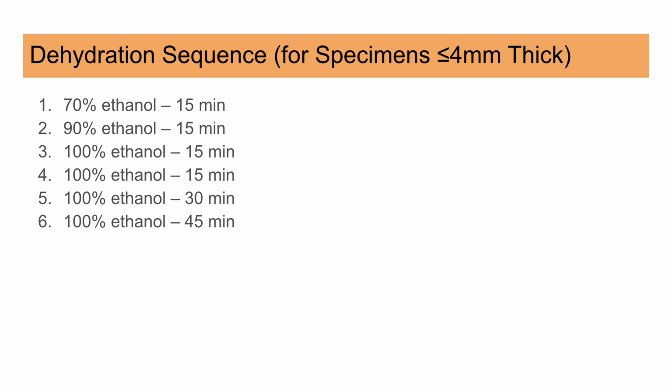What you can see in the slide is the sequence of dehydration for specimens less than or equal to 4 millimeters thick. First is 70% ethanol for 15 minutes. Second is 90% ethanol for 15 minutes. Third is 100% ethanol for 15 minutes. Fourth is 100% ethanol for 15 minutes. Fifth is 100% ethanol for 30 minutes. And the last is 100% ethanol for 45 minutes.